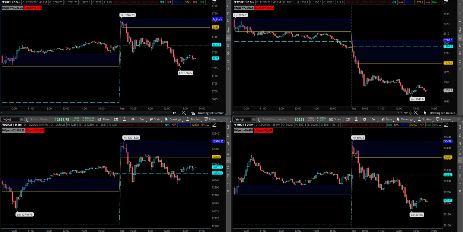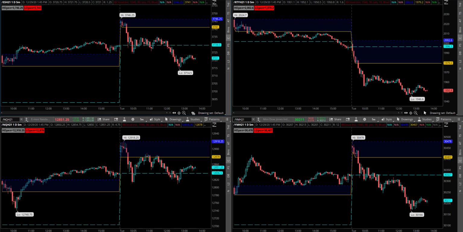Today is Tuesday, December 29th, 2020. And yesterday we saw the markets push up to 52-week highs in 3 of the 4 instruments. Very strong closes taking place yesterday. And today we saw gap ups across the board that have gone weak throughout the session.